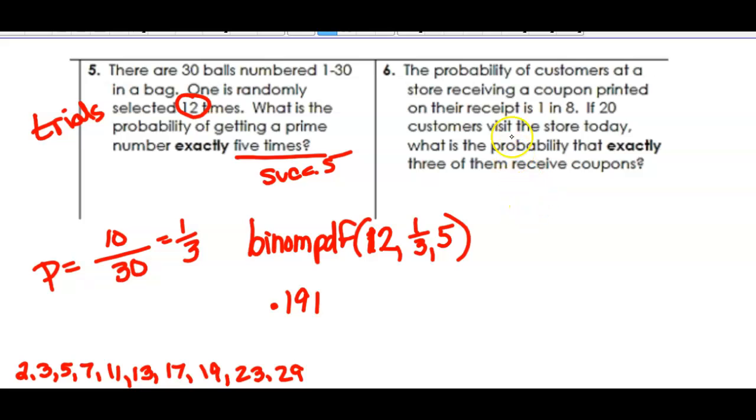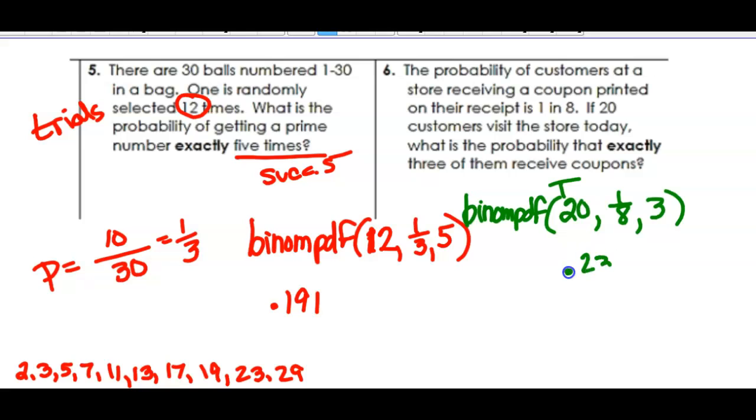All right, guys, we need to get going here. The probability of customers at a store receiving a coupon printed on their receipt is 1 in 8. If 20 customers visit the store today, what is the probability that exactly 3 of them receive a coupon? So 20 trials, probability of success is 1 in 8. We want exactly 3 to happen. So we do binom PDF of 20, 1/8, and 3. I'm just going to copy this off my notes. Where is this question? And we get 0.230.